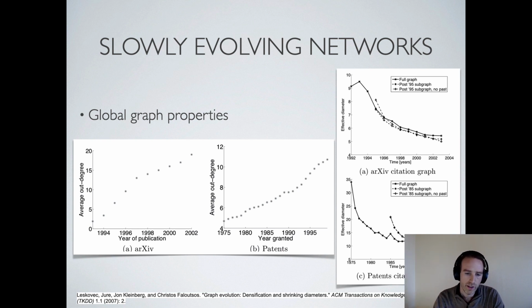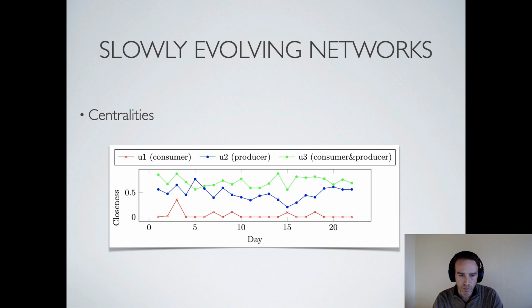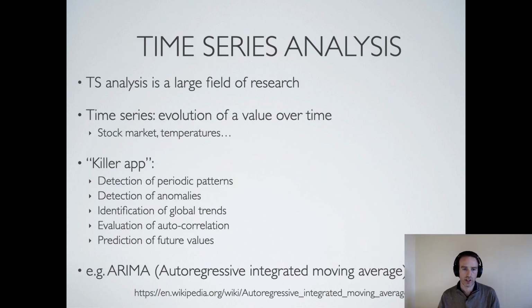So you can make this type of analysis, or you can also, for instance, study the evolution of the centralities of some particular nodes. For instance, in this case, for consumers or producers, they evaluate the evolution of the closeness. And that's a process you can do to understand how things change with time at the level of individual nodes.